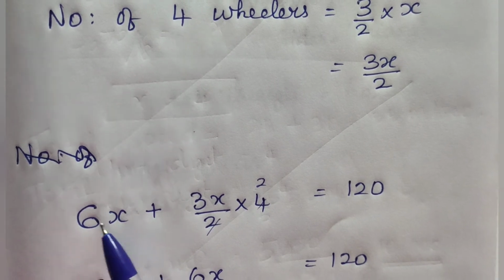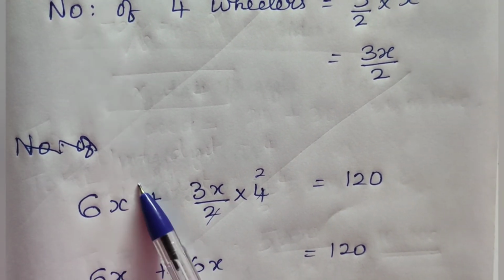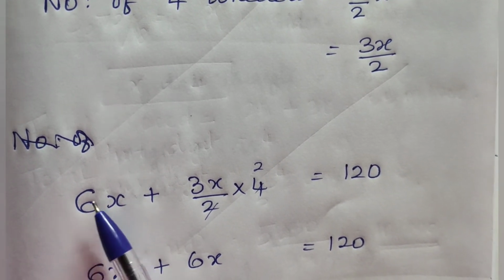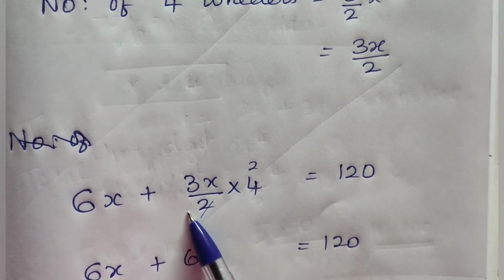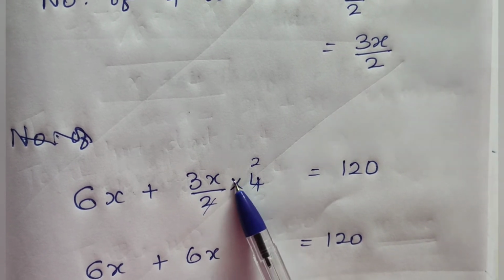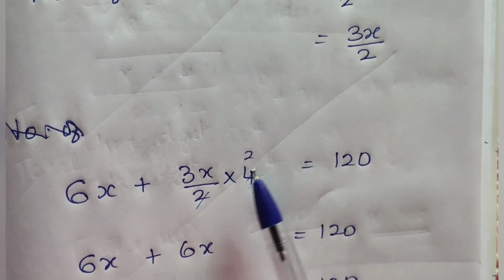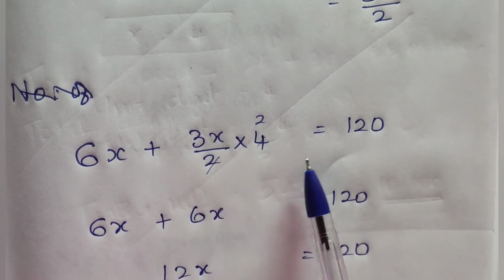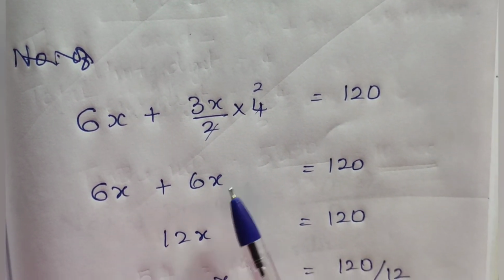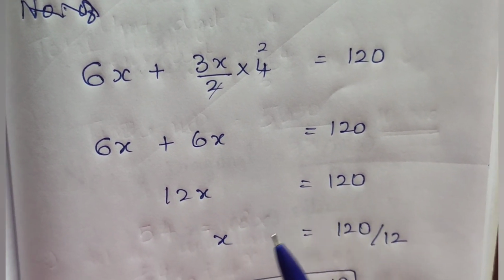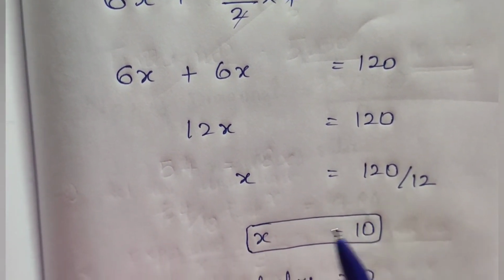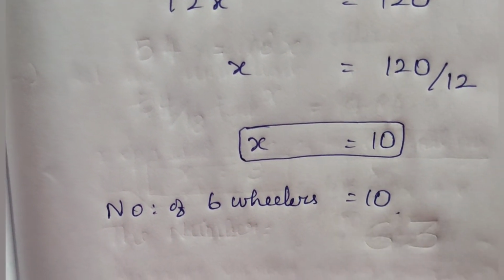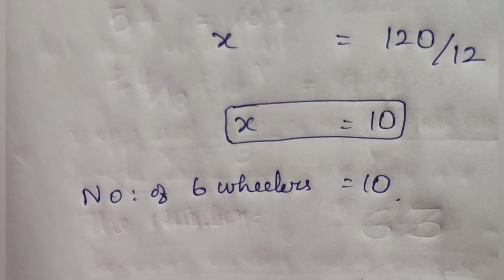Here, 6-wheelers give 6 into x, because there are x number of 6-wheelers, each with 6 wheels. Plus the number of 4-wheelers, 3x by 2, into 4 wheels. The 2 cancels, and 3x into 2 gives 6x. The total number of wheels given is 120. So 6x plus 6x, 12x is equal to 120. x is equal to 120 divided by 12, so x is equal to 10. x means the number of 6-wheelers, so the number of 6-wheelers is 10.